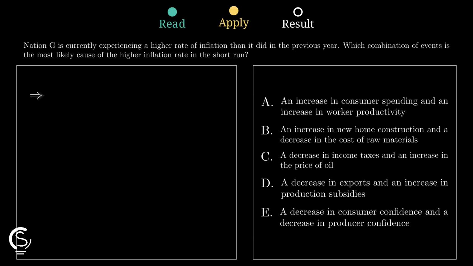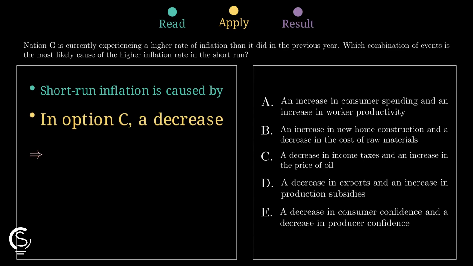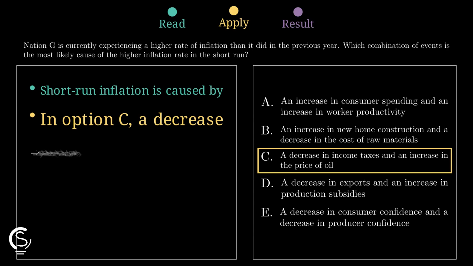In option C, lower income taxes leave households with more disposable income, which boosts consumer spending and shifts aggregate demand right, and that creates upward pressure on the overall price level. Then higher oil prices raise production costs, shifting short-run aggregate supply left, so both effects increase inflation and make option C the winner.